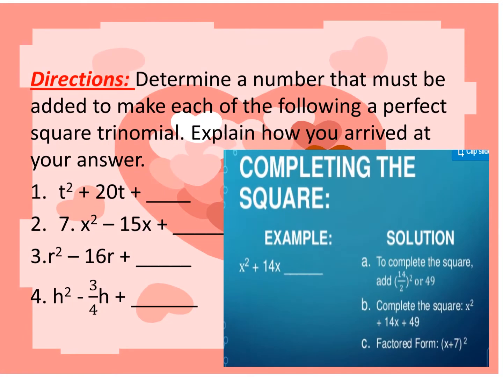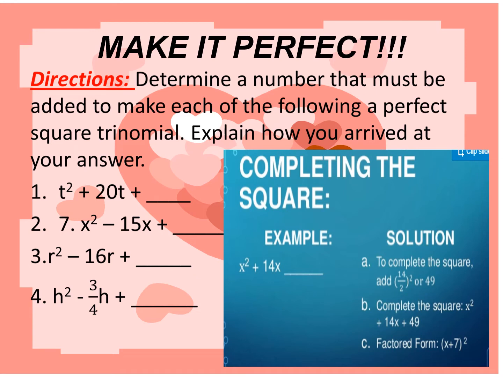So, let's have here an activity. Make it perfect. So, ito po yung example natin. X squared plus 14x plus blank. To make it perfect, ang ginawa, 14 divided by 2, then square. 14 divided by 2, that is 7. And then 7 squared, that is equal to 49. So, complete the square: x squared plus 14x plus 49. Ang factored form po niyan ay (x plus 7) squared.